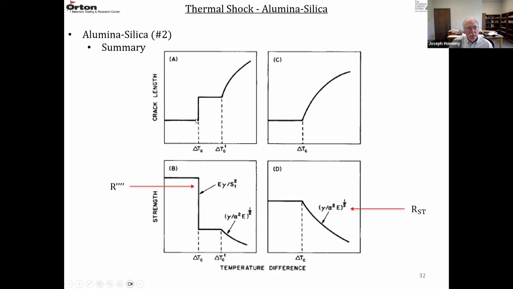If we don't have an abrupt change in crack length or decrease in strength, we have no excess kinetic energy. We're starting at the minimum in these curves. We'll just have this kind of quasi-static behavior. So we reach a critical delta T, and we have a gradual increase in crack length. And on the strength versus delta T_c plot, we have a gradual strength loss. And this is RST here. So R4 prime applies to materials with excess kinetic energy. RST applies to materials that exhibit this kind of quasi-static behavior.